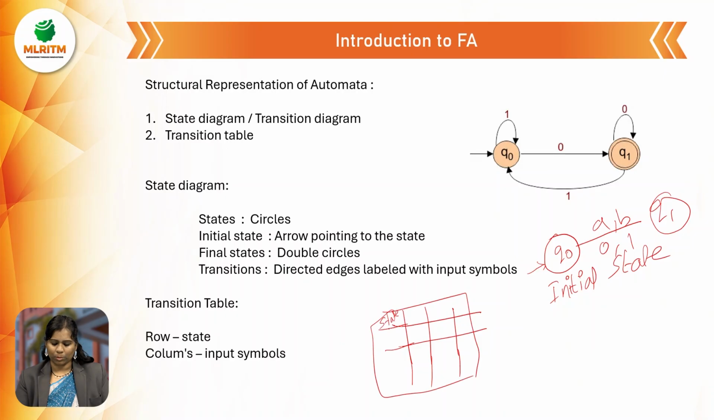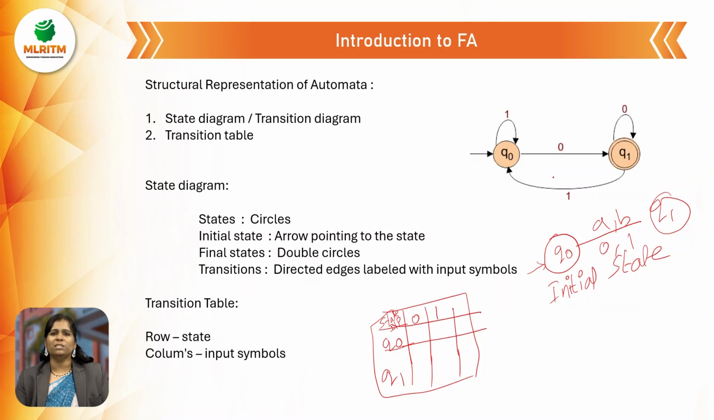State, input symbol. In the diagram we have 2 states, Q0 and Q1. Q0, with a single circle and an arrow mark at the start, is the initial state. The single circle we can say is a state. So how many states do we have? 2 states, Q0 and Q1, with the 0 and 1 input strings.